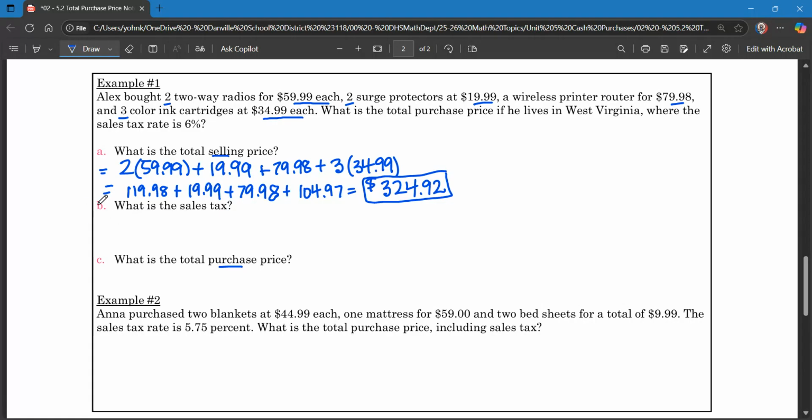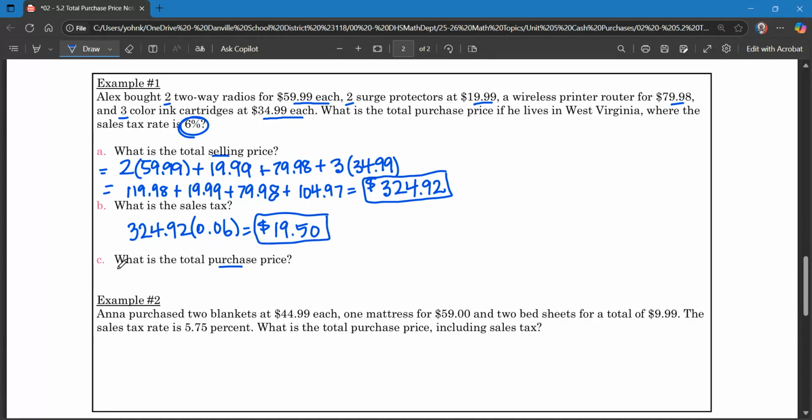All right, part B, what is the sales tax? Well, notice that it said the sales tax rate was 6%. So I need to take the total, $324.92, and I need to multiply by 6% as a decimal. Round to 2 decimals, this is $19.50.